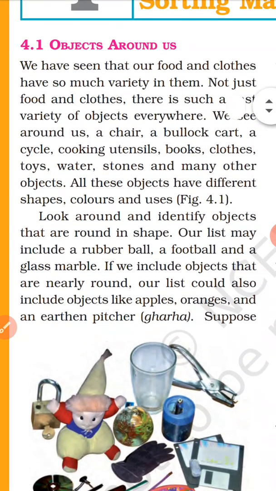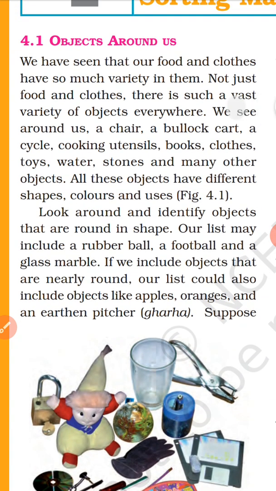So students, in this paragraph it just wanted to tell us that there is a lot of variety in food and clothes, right? We have a lot of varieties of food and we have a lot of varieties of clothes. So we can say that chair, bullock cart, cycle, cooking utensil, these are all the many other objects, and all the objects have shapes and colors and their uses, right students?